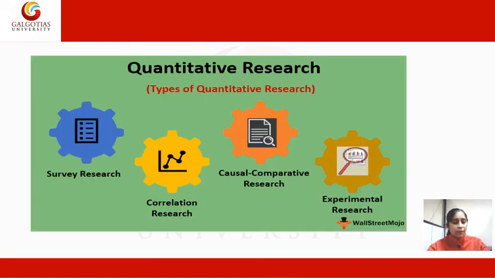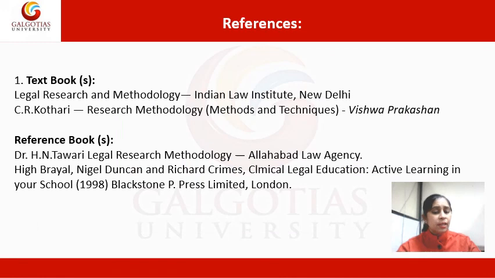Now, have a look at this picture. These are three to four ways through which quantitative research is possible. Survey research, correlation research, causal comparative research, and experimental research are the major research methods used in quantitative research.